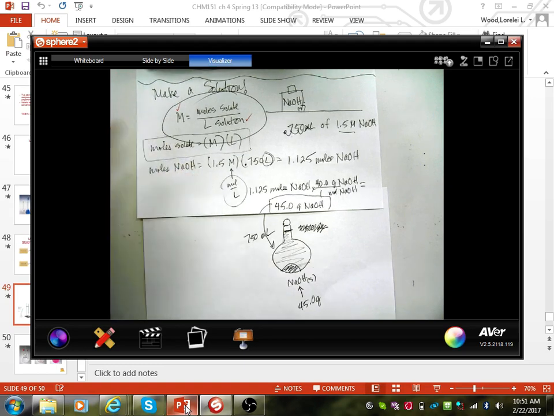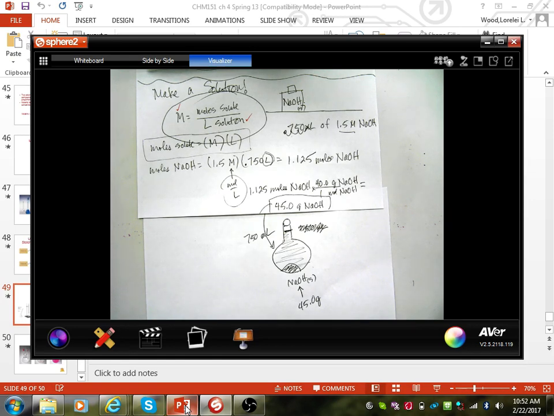So if you were writing the essay portion on your next exam, and it said, how would you make this solution? The very first thing you would have to do is, of course, show the calculations. And then you would say, I would take a flask with a volume of 750 milliliters. I would put my 45 grams of sodium hydroxide into the flask, and I would add enough water to equal a total volume of how much? 750 milliliters. All right? So that's how you make the solution if you're starting with the dry stuff.